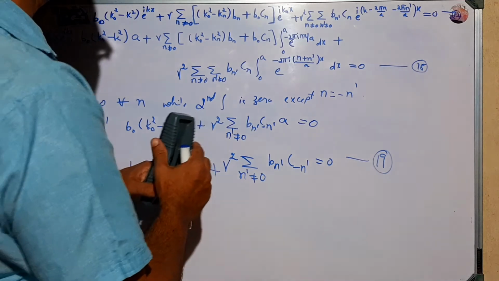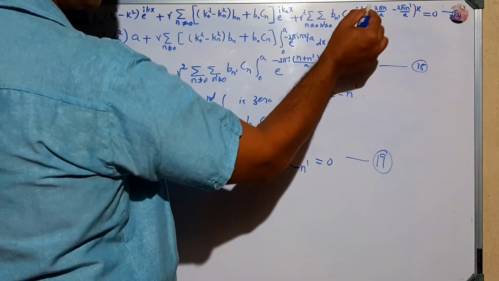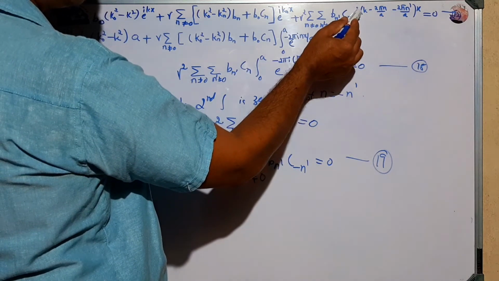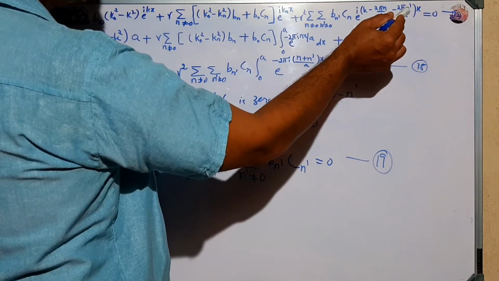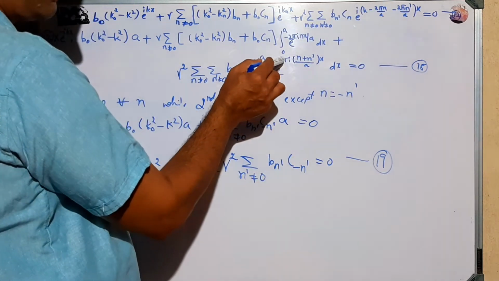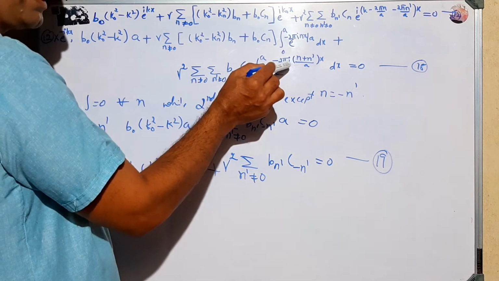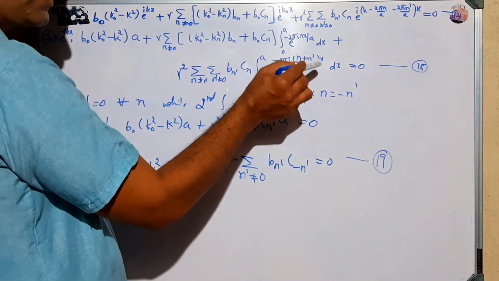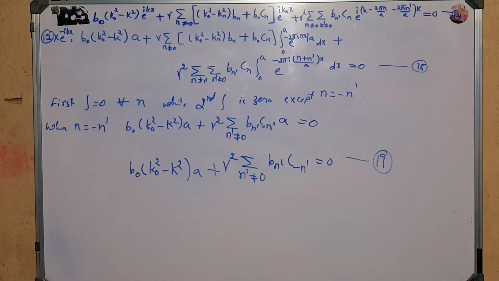Now what happens here? In e to the power ikx into e to the power minus ikx, it becomes e to the power 0. Remaining terms are e to the power i into minus 2 pi n by a minus 2 pi n dash by a of x. So taking the common terms outside, you are getting e to the power minus 2 pi i n plus n dash by a into x dx is equal to 0. This is the equation number 18.